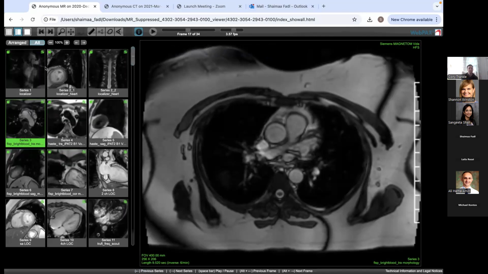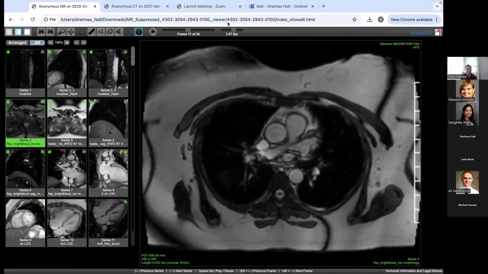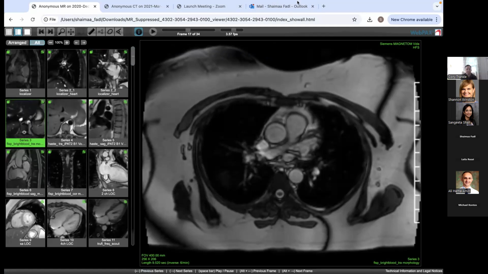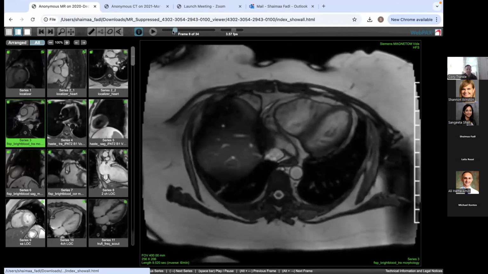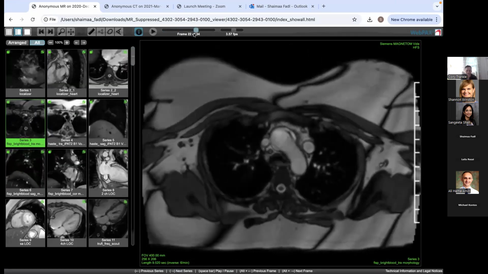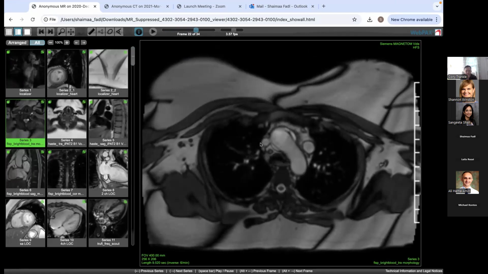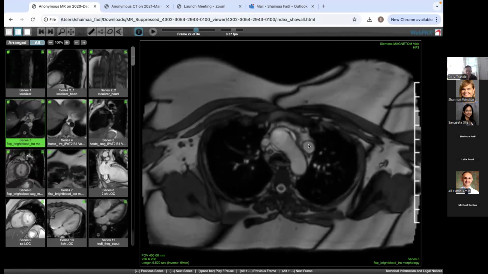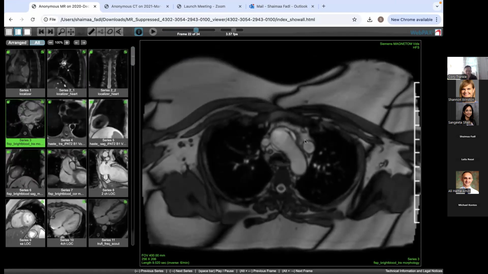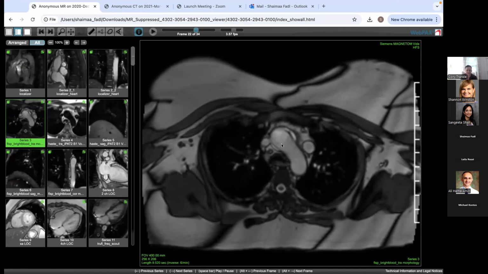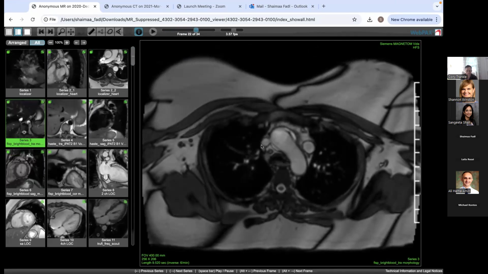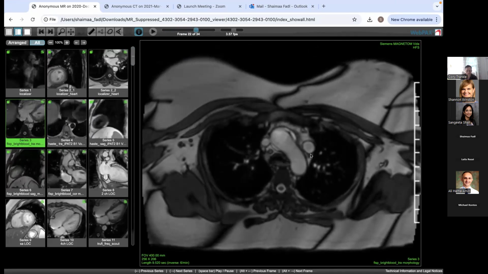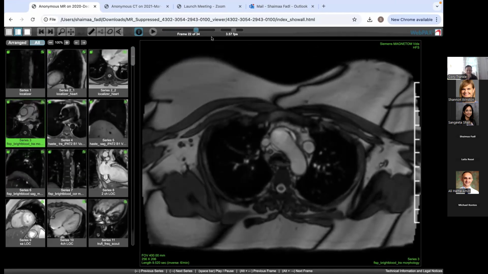Okay, great. So starting from the superior aspect, let me move that here so I can control. Yes. So these are just the bright blood true FISP images. You can see here that there is a right-sided SVC and a left-sided SVC. When you have a left-sided SVC, either both SVCs are equal in size, or the right SVC is smaller or even absent, and the left-sided SVC takes dominance.